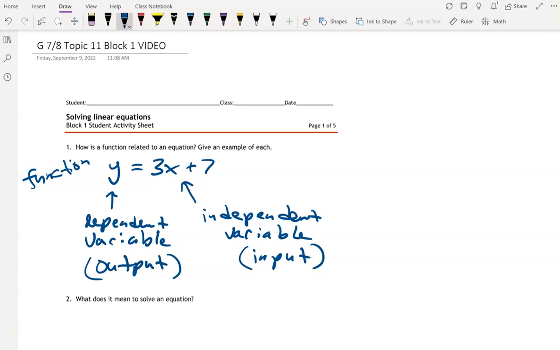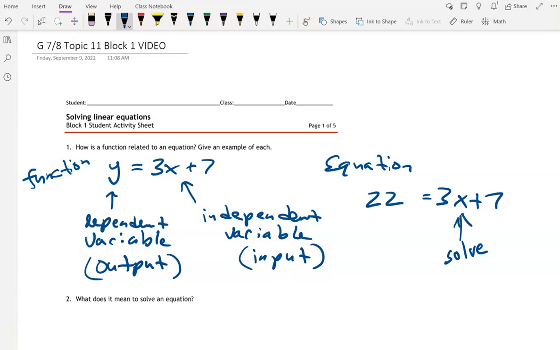There are two variables involved. You've got an independent and a dependent variable. When we talk about an equation, you're going to want to write this down. Rather than having the output be a variable, we have a set number for that already. So it would be 22 equals 3x plus 7. In the equation, we still have the independent variable, but we don't know what it is, because in this case that independent variable has to be a specific number. We have to solve for this to figure out what it is.